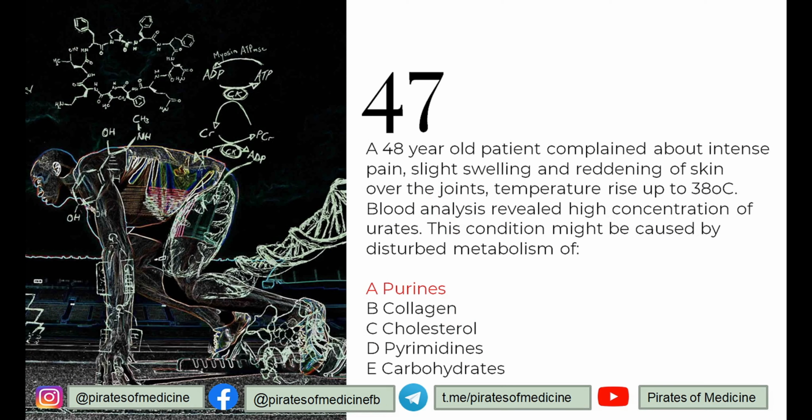Let's go to the next one. A 48-year-old patient complained about intense pain, slight swelling, reddening of skin over the joints. Temperature rose up to 38 degrees Celsius. Blood analysis revealed high concentration of urates. This condition might be caused by disturbed metabolism of, they're asking.